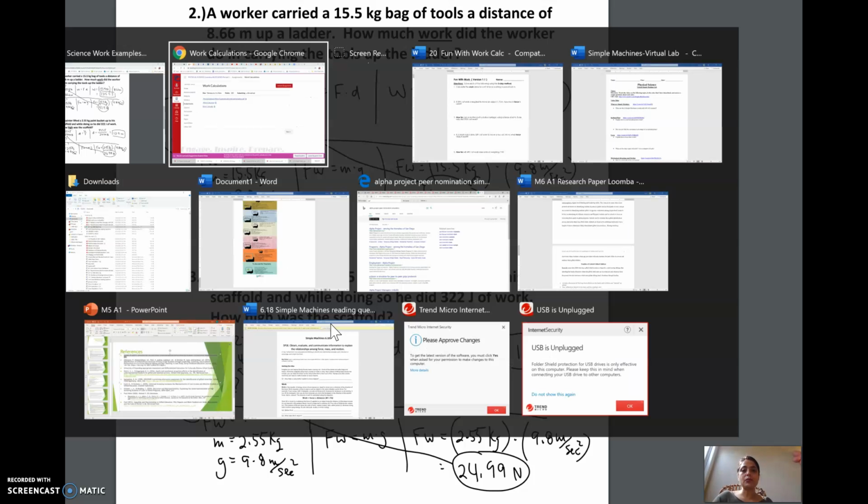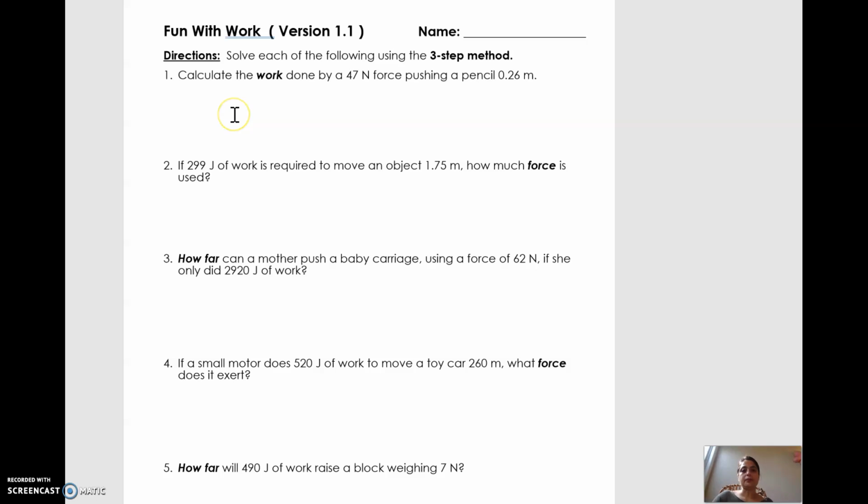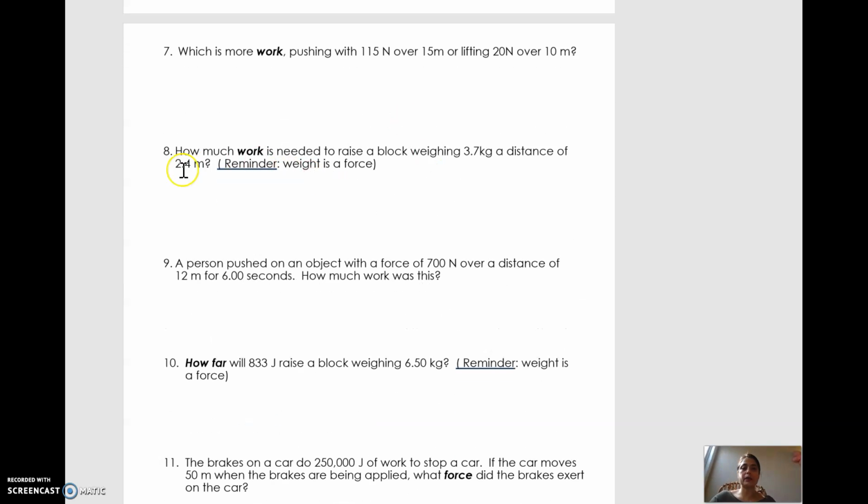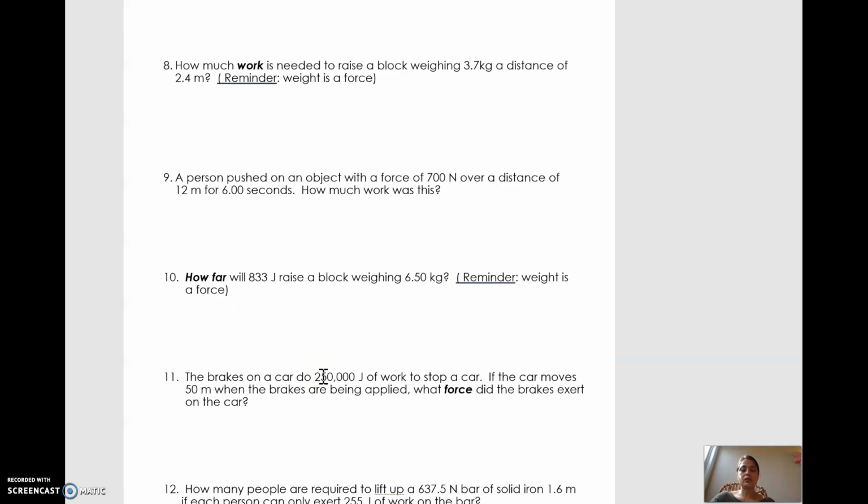Now, let's go back to the worksheet that you're doing. Here's the worksheet. You're going to turn this worksheet into the folder. Once again, I'm asking for the 3-step method. So if I were you, I would draw the triangle right here with the work, force, and distance that we give you in the notes, and make sure you keep in mind if kilograms are given that you need to convert it into newtons. Okay, so let's see. So for example, number 8 right here, it's given kilograms. You need to convert it into newtons. Number 10 is another one. We give you a reminder. Wherever we give you a reminder, you need to be converting it into newtons.